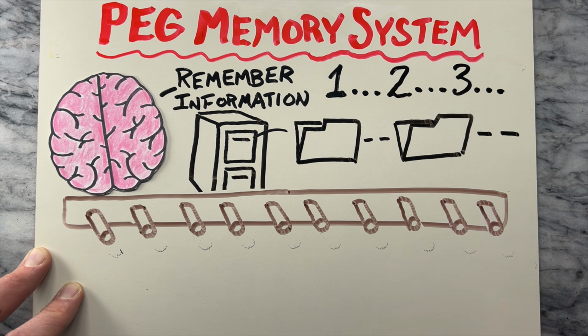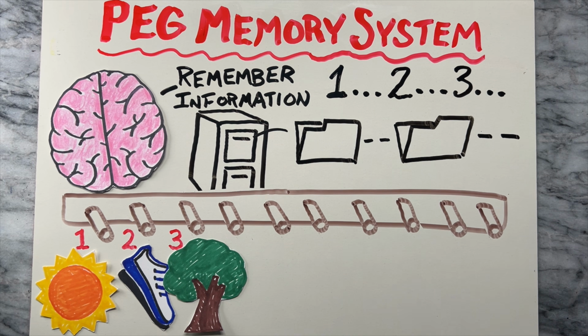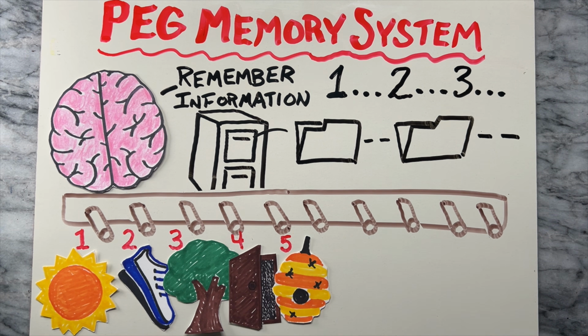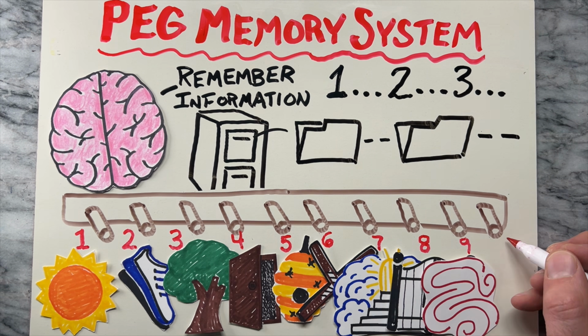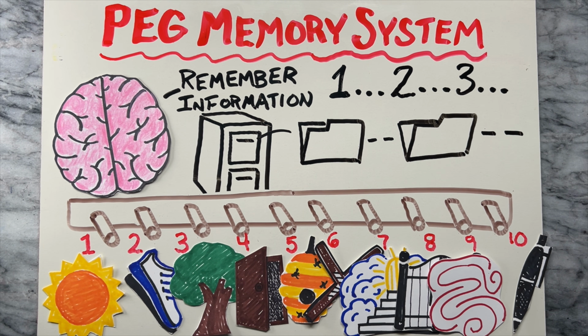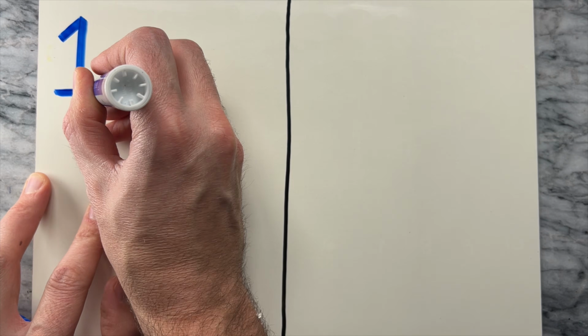A common peg system is 1 sun, 2 shoe, 3 tree, 4 door, 5 hive, 6 sticks, 7 heaven, 8 gate, 9 line, and 10 pen. If you can remember those pegs, then you're ready to associate those with each of the 10 commandments. Let's look at that next.